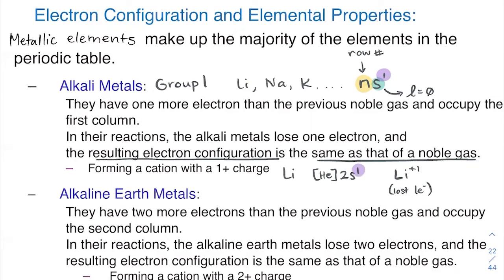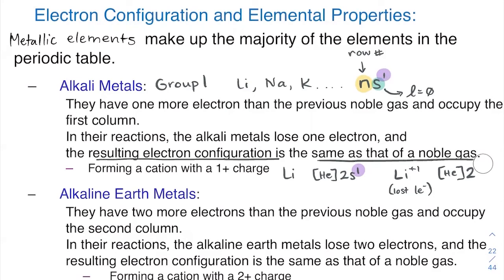That outermost valence are the ones that can react. We can either add more electrons and become negatively charged, or we can lose electrons and become positively charged. Now notice what happens to the electron configuration of lithium plus 1. It's helium 2s0. But we don't need that orbital anymore.